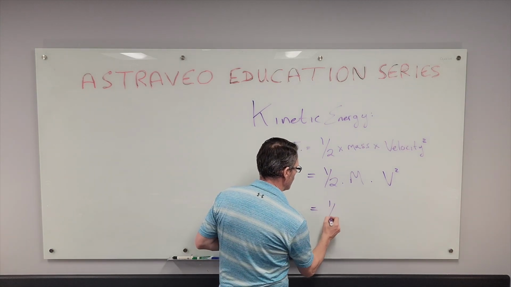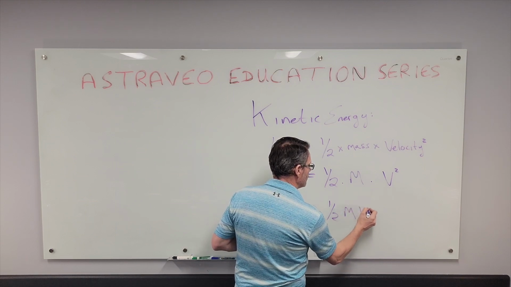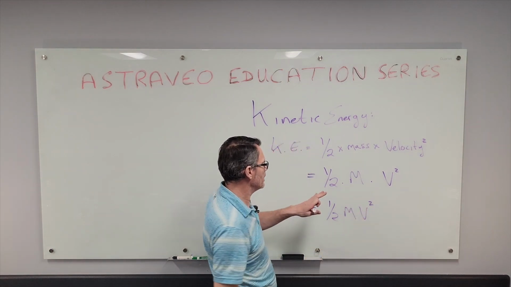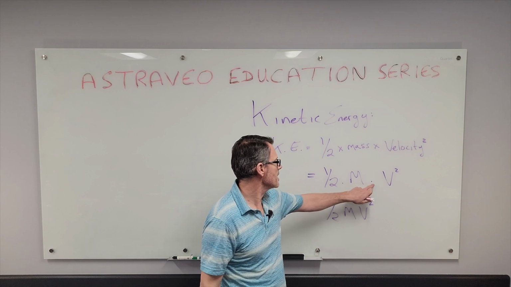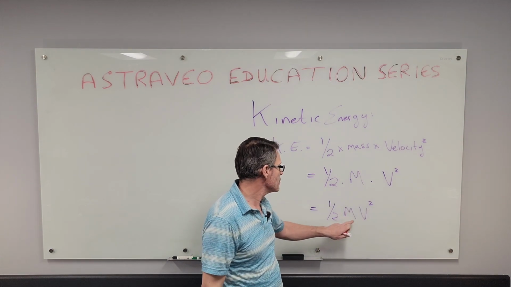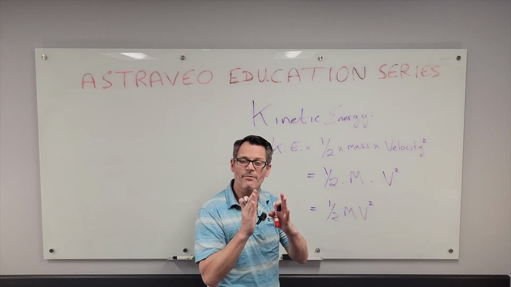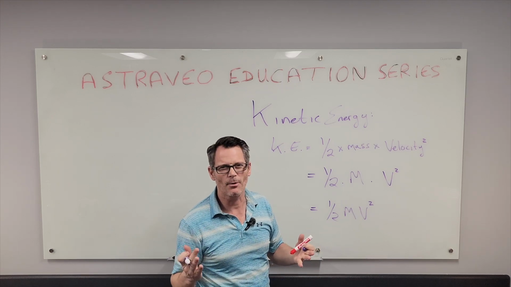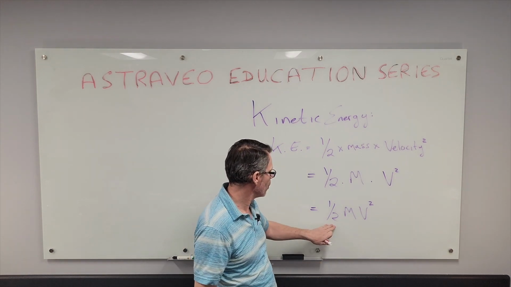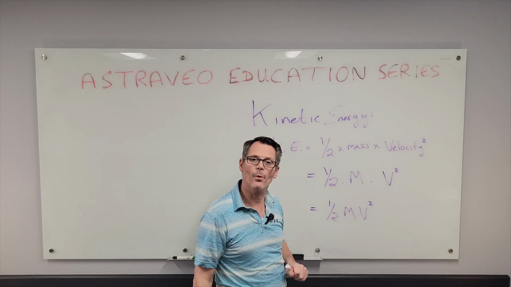So it's written 1/2 mv squared. Now, in mathematics or science, if there's a dot here, it means multiplied. If there's no dot at all, but the characters are very close together, that also means multiplied. So kinetic energy is 1/2 mv squared.